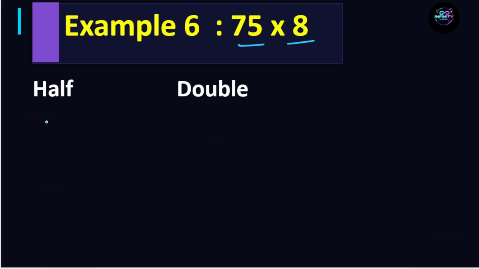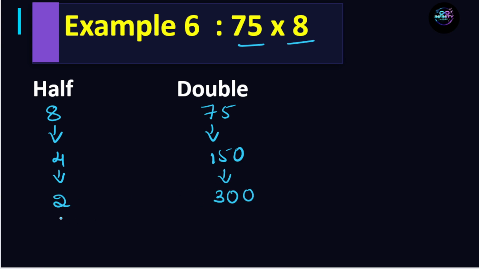75 times 8. Take 8 for halving and 75 for doubling. Half of 8 is 4. Double of 75 is 150. Half of 4 is 2. Double of 150 is 300. Half of 2 is 1. Double of 300 is 600. So our answer is 600.